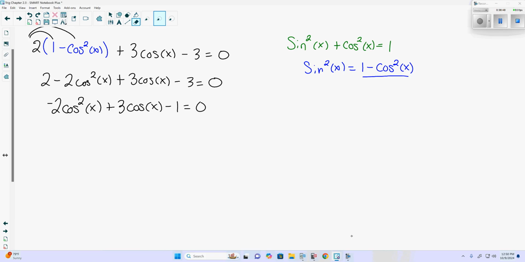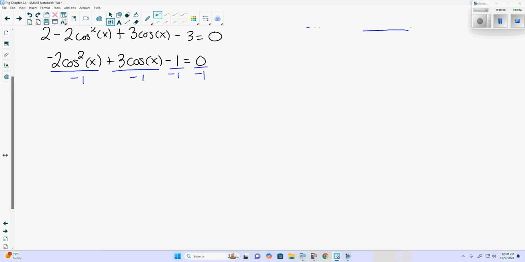Because I don't know about y'all, I would rather factor or divide that negative out instead of working with negative 2 cosine squared, work with 2 cosine squared of x. I'd rather try to factor this than try to factor negative 2 as our A, our first term.